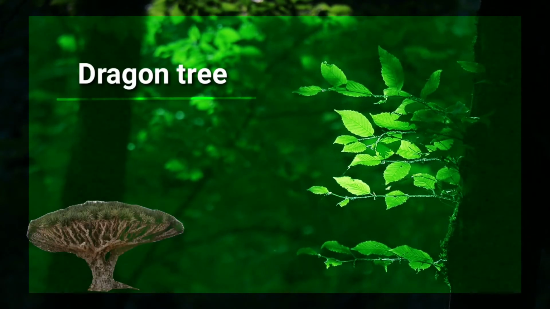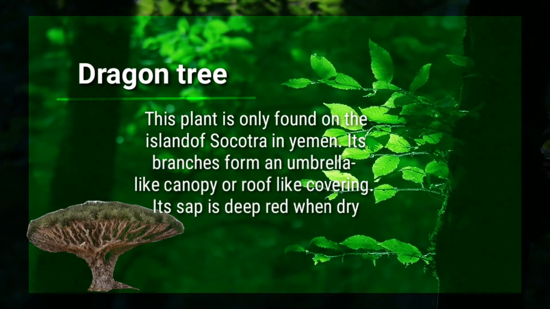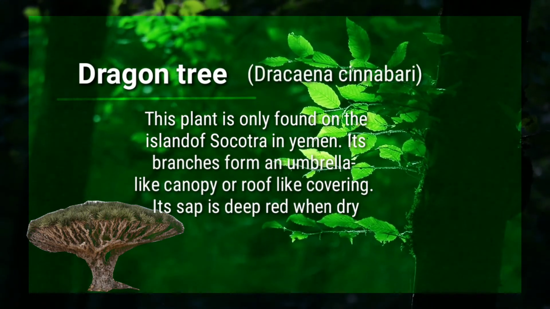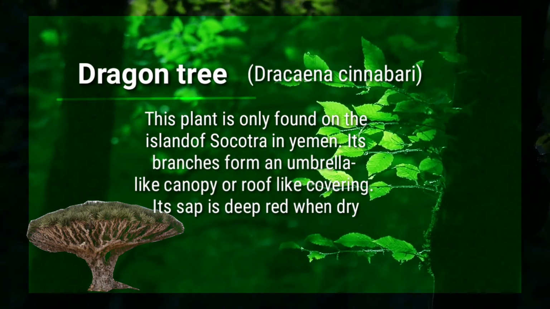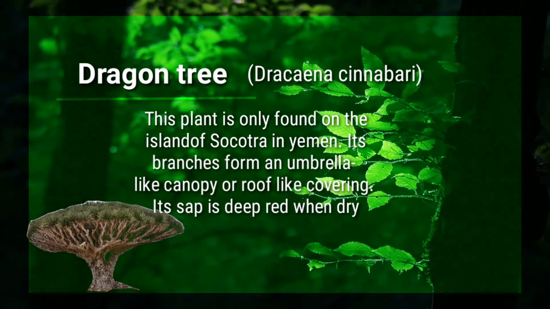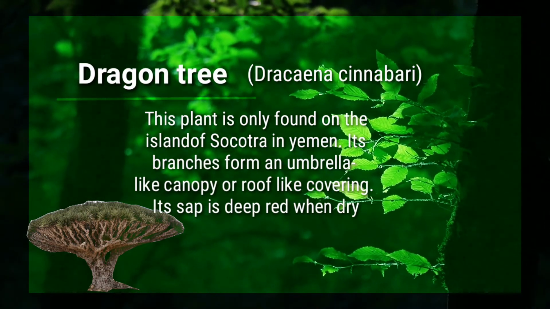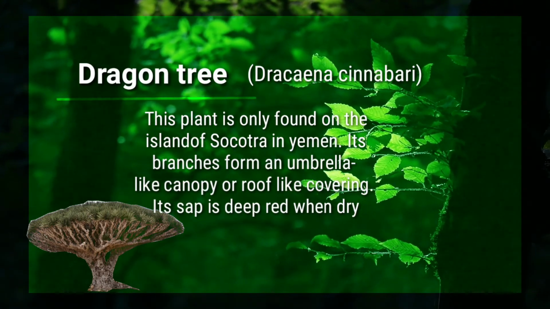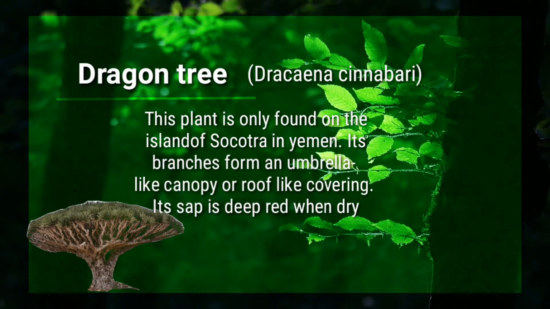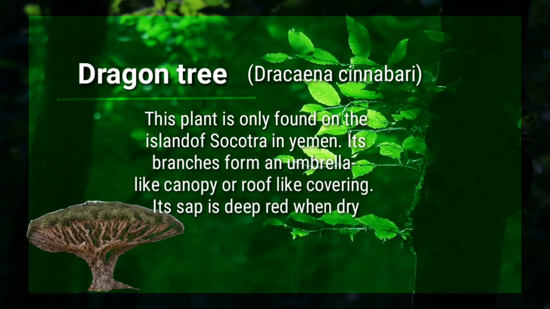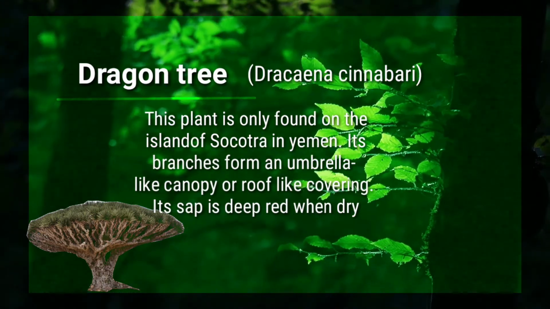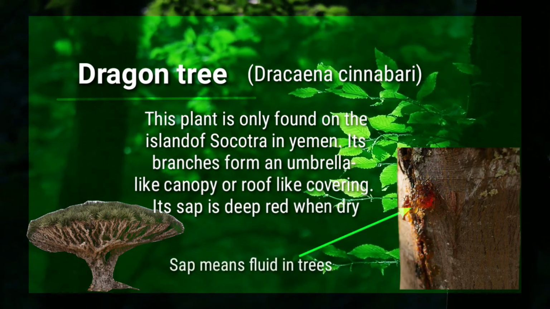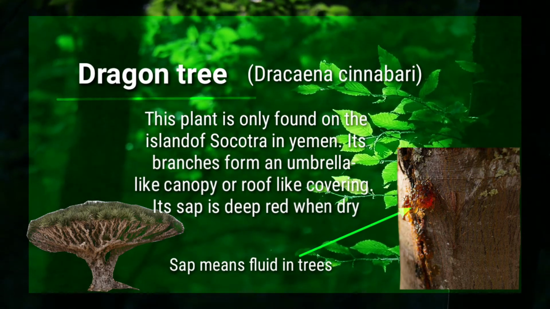Next plant is the dragon tree. Its scientific name is Dracaena cinnabari. This plant is only found on the island of Socotra in Yemen. Its branches form an umbrella-like canopy or roof-like covering. Its sap is deep red when dry.